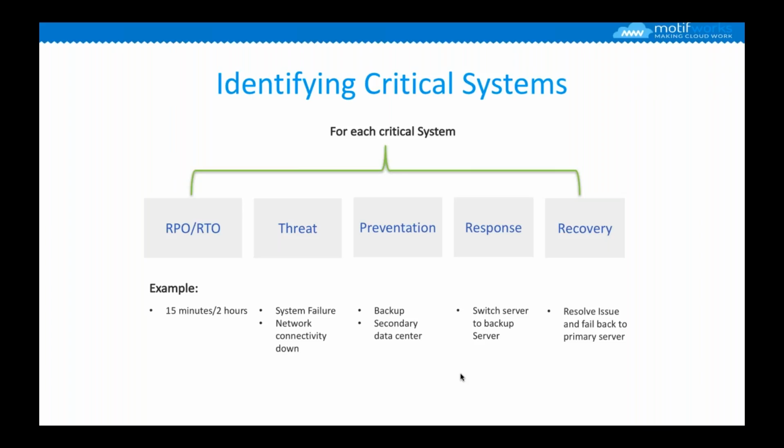But typically, when you are identifying applications and building a strategy for each critical application, you first identify the RPO and RTO. The RPO could be 15 minutes, and the RTO, recovery time objective, could be 2 hours. So within 2 hours, you want to provision the environment so that it can recover and be back.